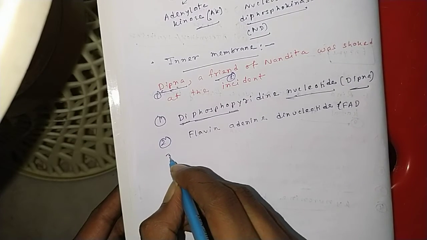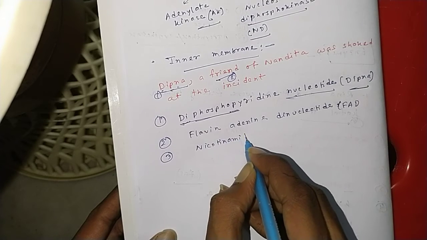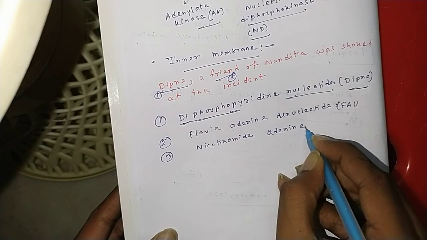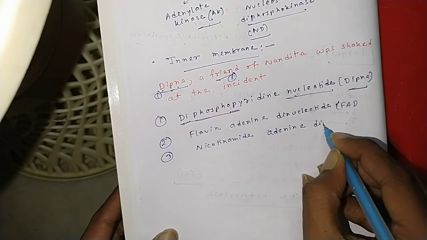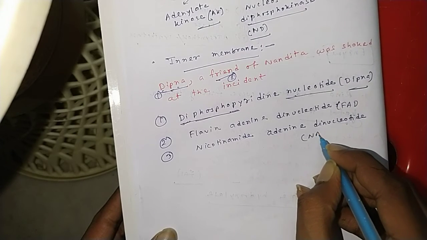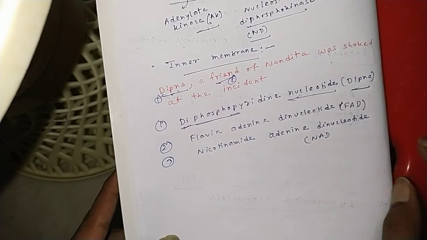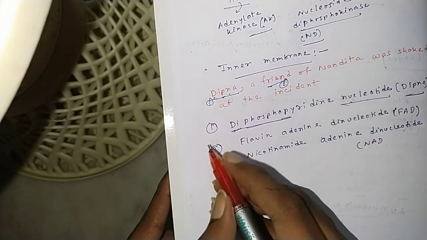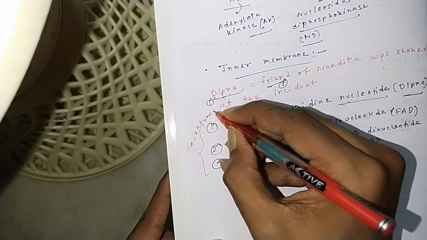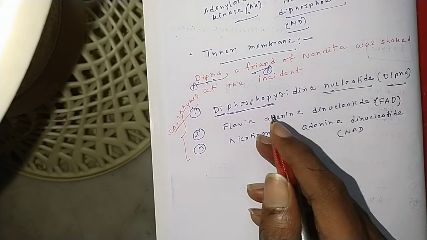Then you have NAD, that is nicotinamide adenine dinucleotide, that is NAD. Actually, these are not enzymes. Okay, in the true sense, they are actually coenzymes. Hope you remember this. Coenzymes are not enzymes.